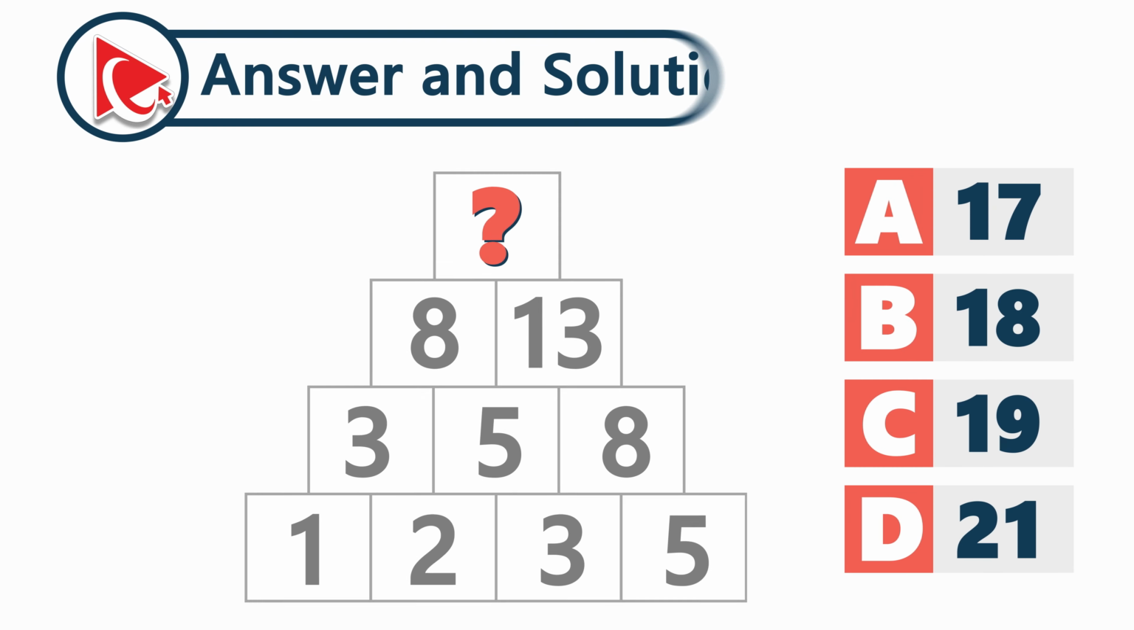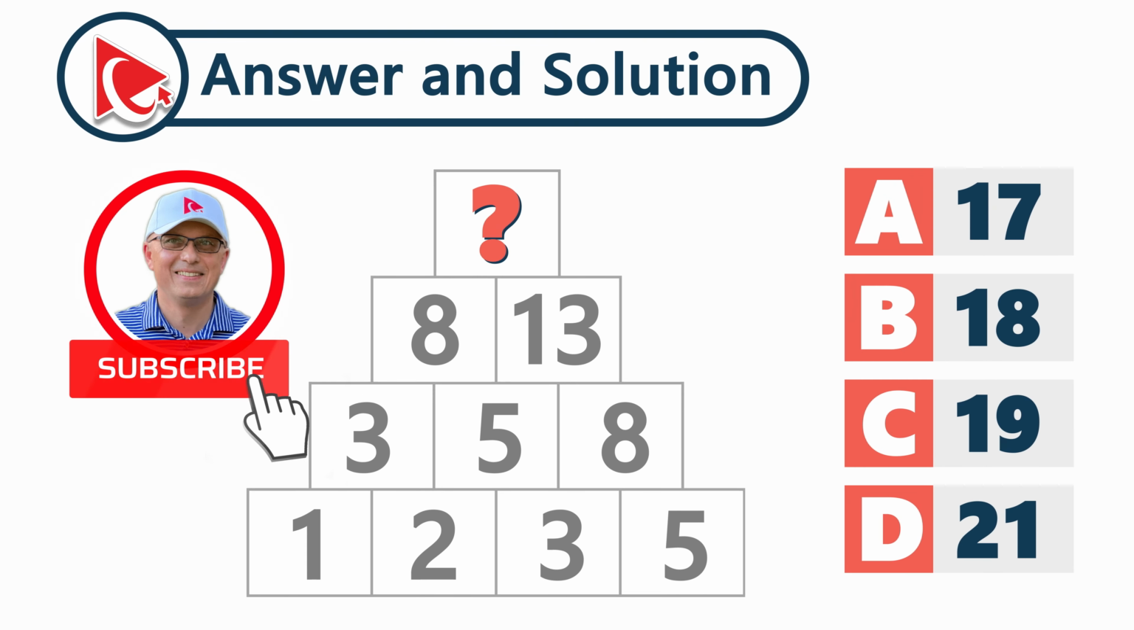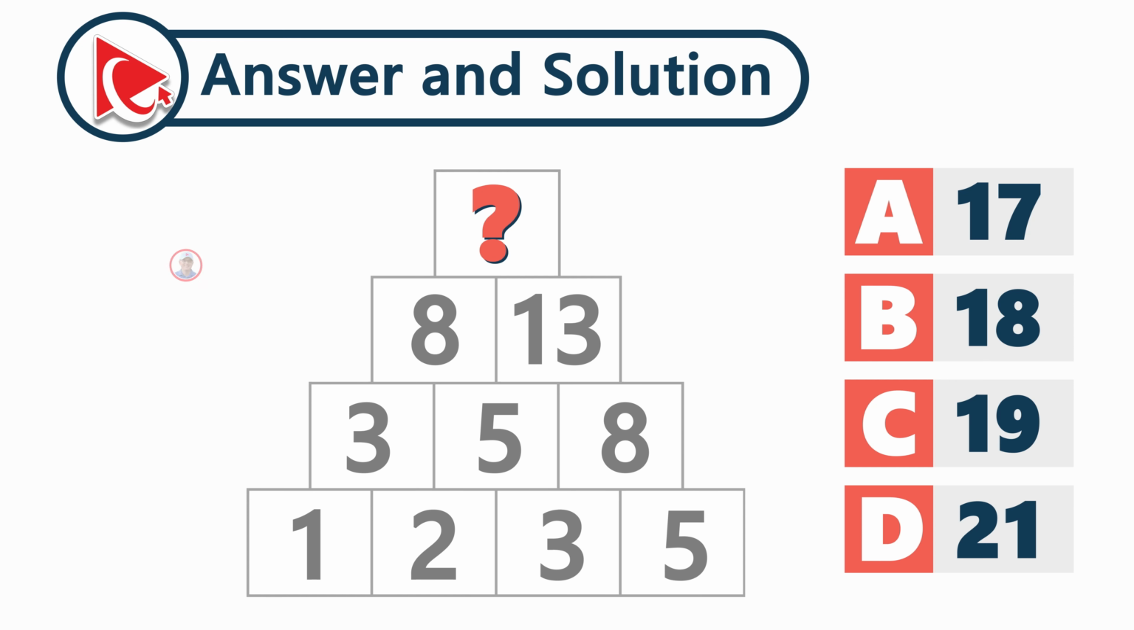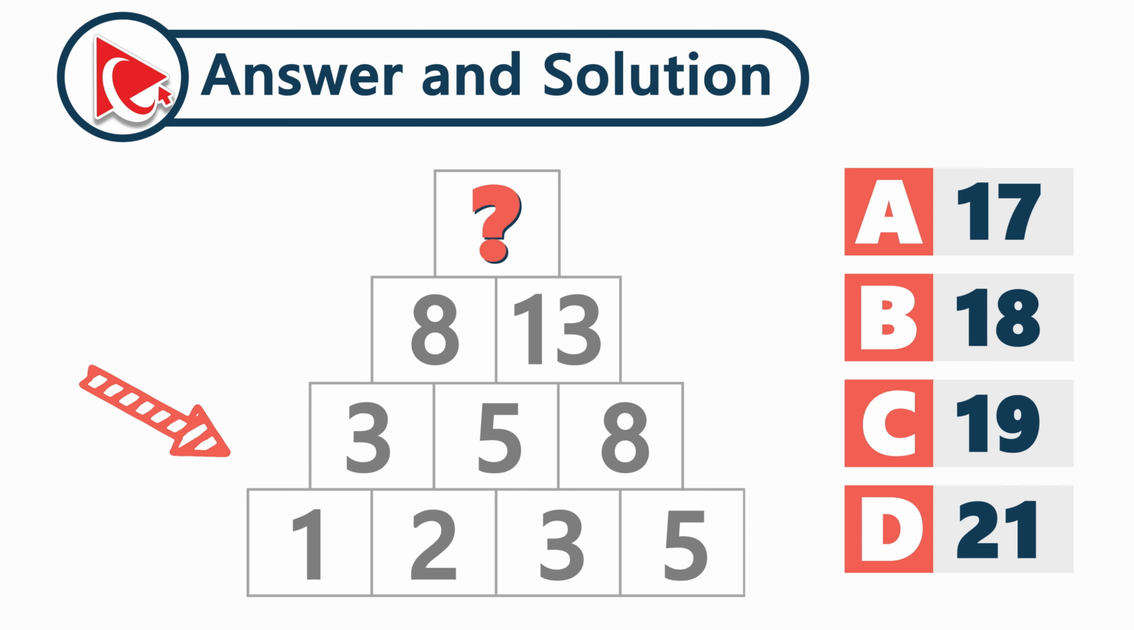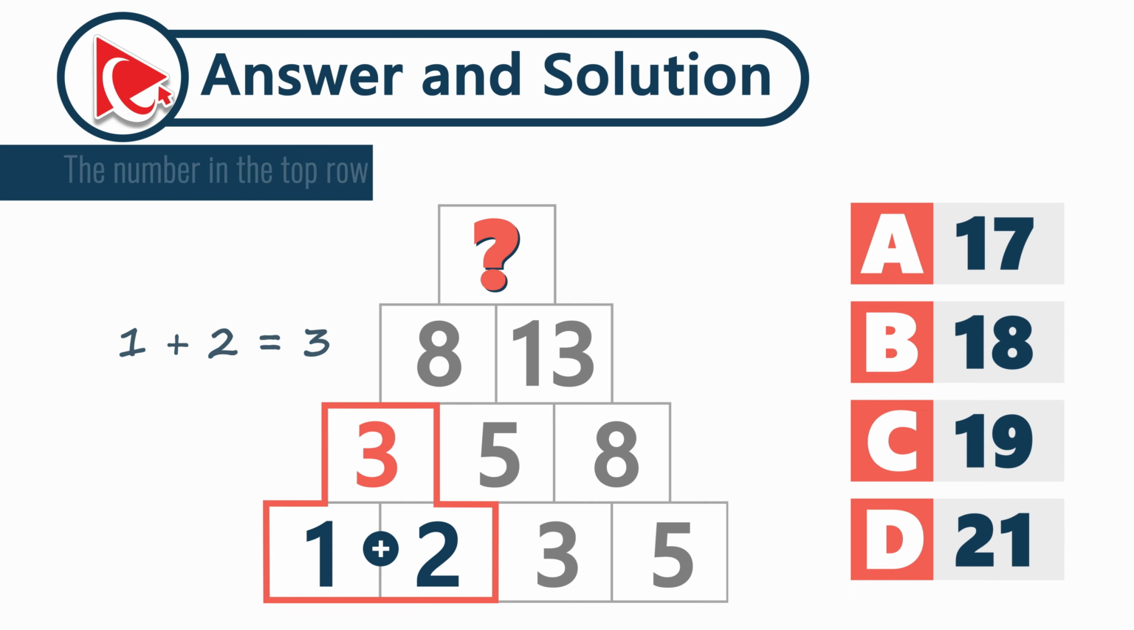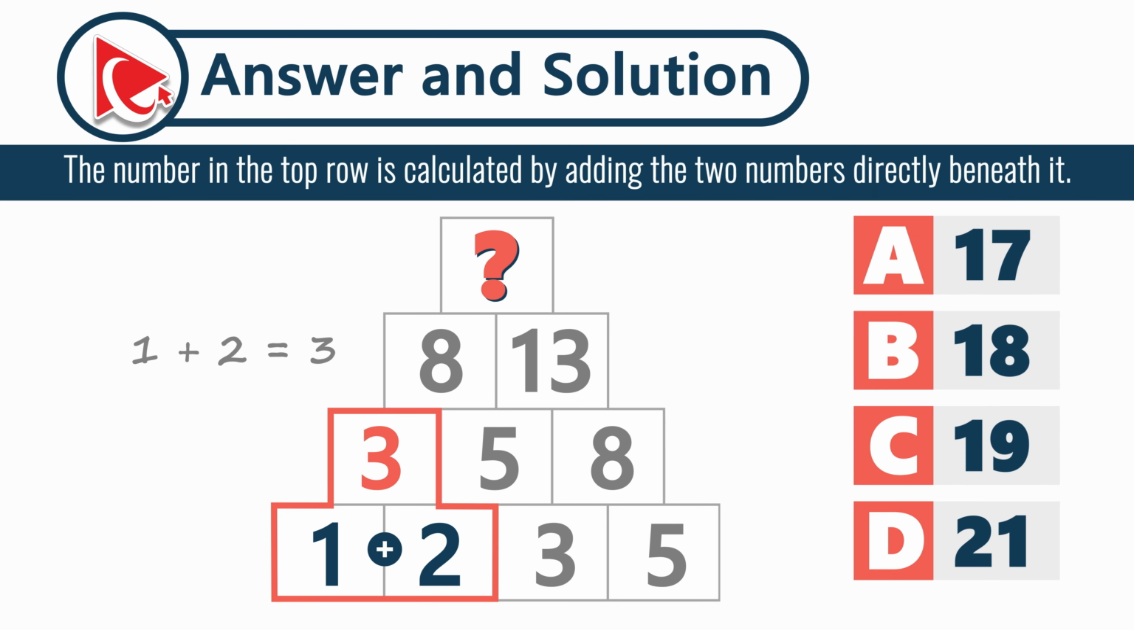The pattern here is very simple, but it's only available for those who view it from the right perspective. But I'm pretty sure you're one of those people. Take a close look at the bottom 2 rows, especially the numbers on the left. 1 plus 2 equals 3. In fact, the number in the top row is calculated by adding the 2 numbers directly beneath it.